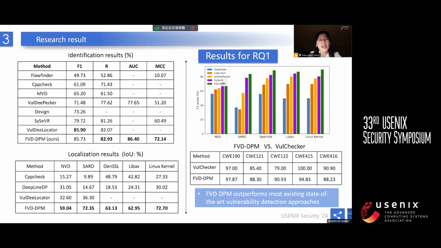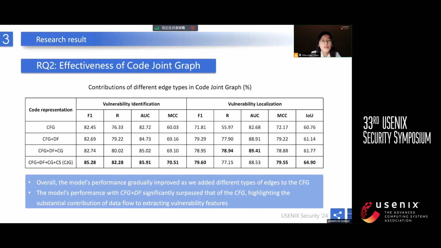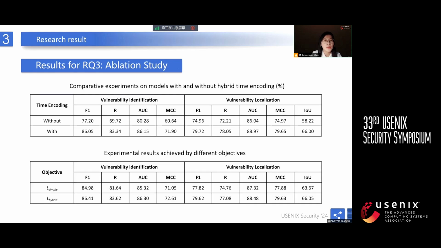This slide shows the experimental results for RQ1. From these tables and figures, we can draw the conclusion that FVD-DPM achieves better or competitive performance when compared to existing state-of-the-art detection methods. Next, we investigate the contributions of different edge types in the code joint graph. As shown in this table, overall, the model's performance gradually improved as we added different types of edges to the CFG.